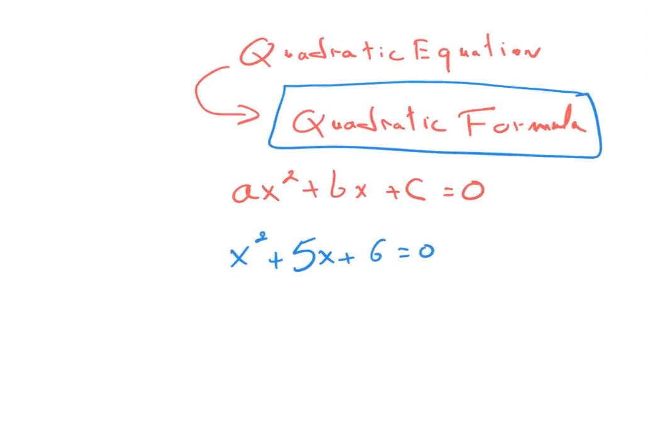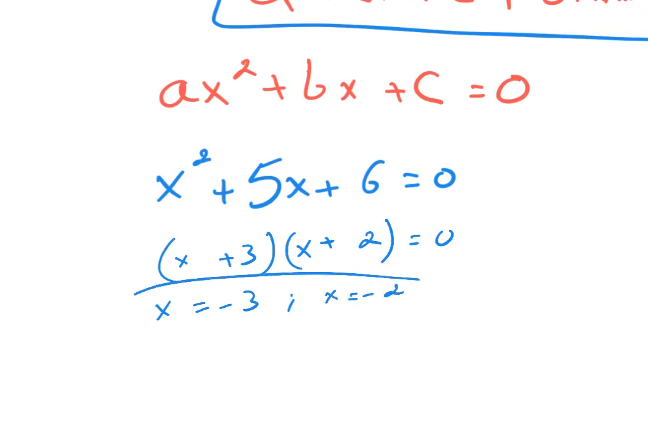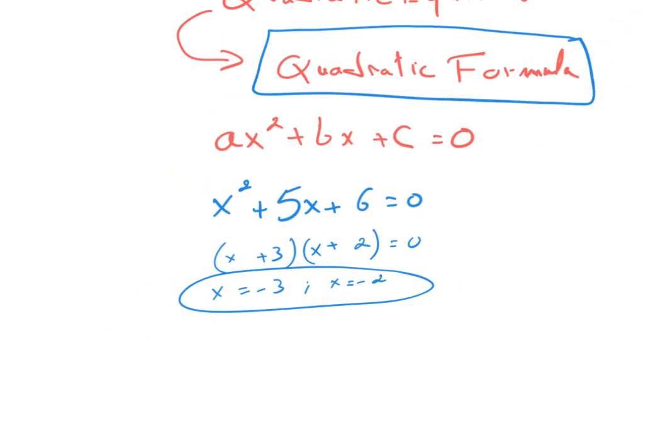Now we know that by factoring, it's going to be x and x, and we need to find two values whose product is 6 and whose sum is 5. We found a positive 3 and a positive 2, and at the end we found x equals negative 3 and x equals negative 2 as the answer. This is by using factoring. Now we want to use the same example with the quadratic formula.